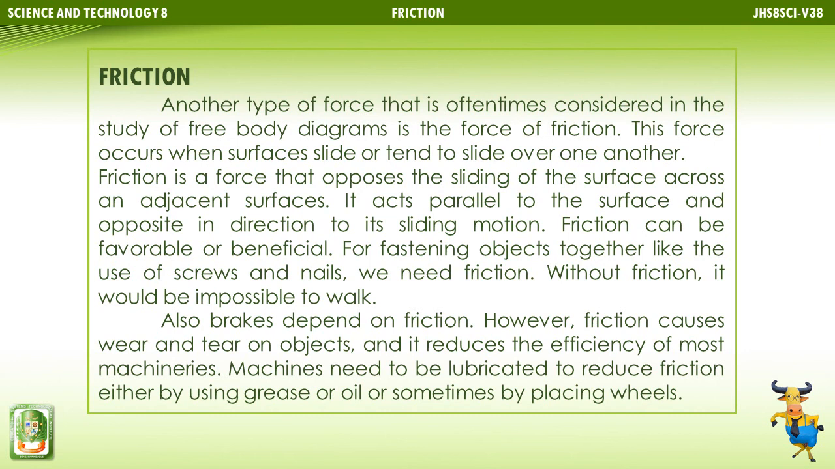Friction can be favorable or beneficial. For fastening objects together, like the use of screws and nails, we need friction. Without friction, it would be impossible to walk. Also, brakes depend on friction. However, friction causes wear and tear on objects, and it reduces the efficiency of most machineries. Machines need to be lubricated to reduce friction, either by using grease or oil or sometimes by placing wheels.